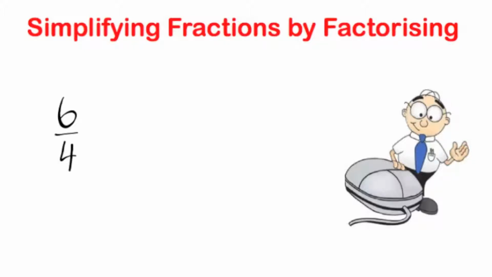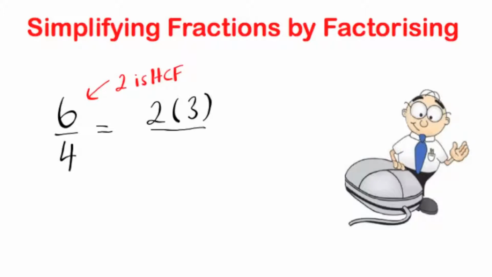If you're asked to simplify 6 over 4, what you would do is you would look and see, is there any highest common factor, a common factor between 6 and 4? And knowing your tables, you'd realize, well, 2 is the highest common factor between 6 and 4. So what you would do is you would write out 6 in terms of 2, because 6 is 2 3's. And we'd also write out 4 in terms of 2, because 4 is 2 2's. So we'd factorize both the numerator and the denominator.